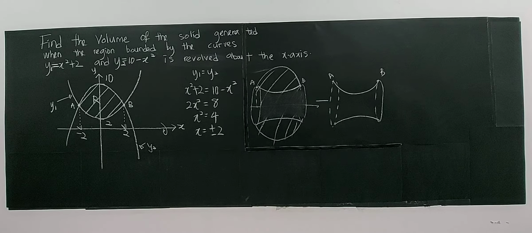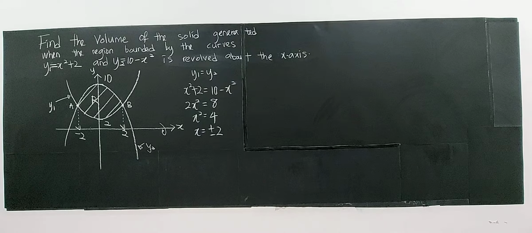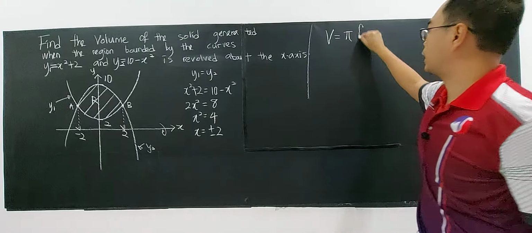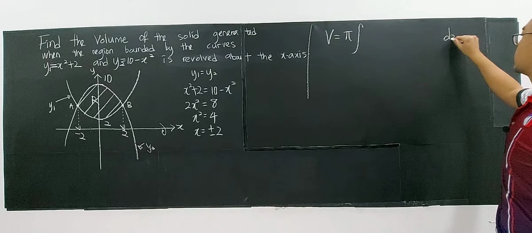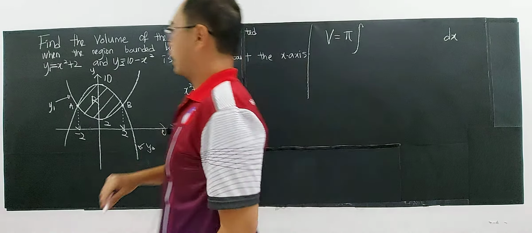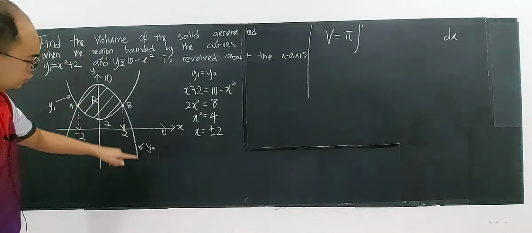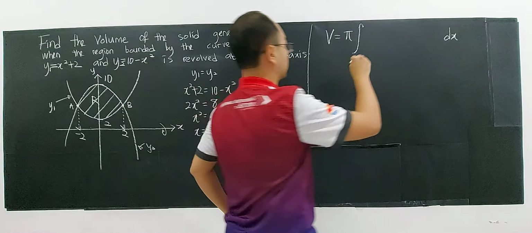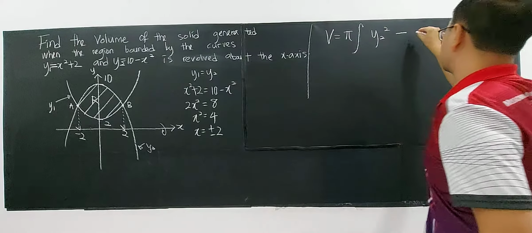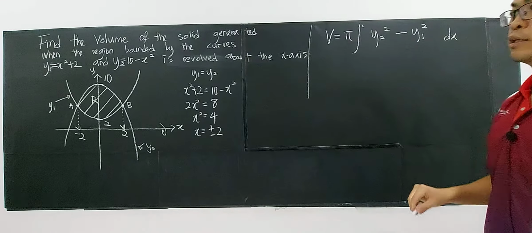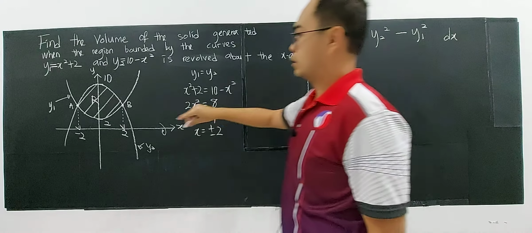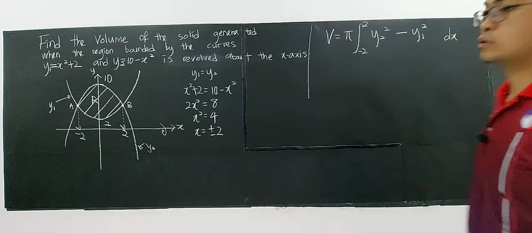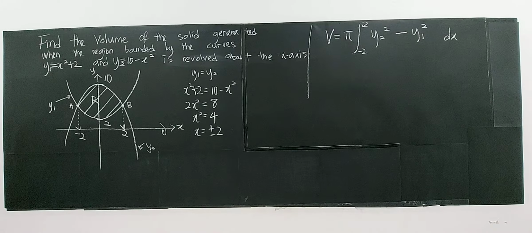Okay, let's see how to define the volume. The volume of the solid formed will be, I must put a pi, as it rotates about the x-axis. Then I take y2, which is far away from the axis of rotation, so I take y2 squared minus y1 squared. Then I will get the solid that I want. The region is from A to B, from negative 2 up to 2. So this is the volume defined for this case.